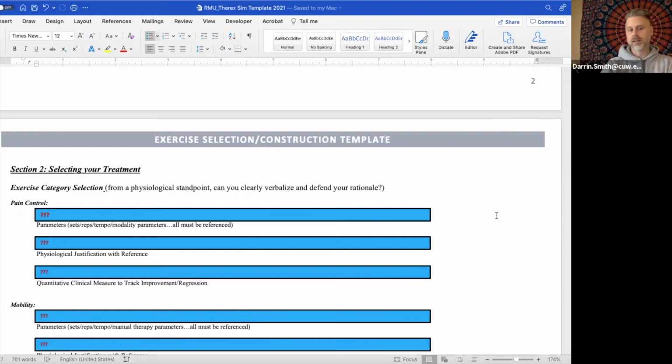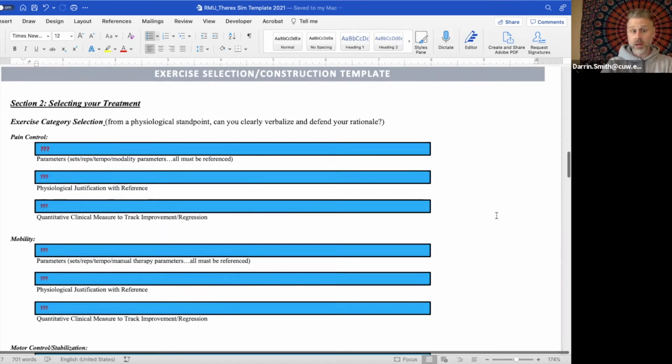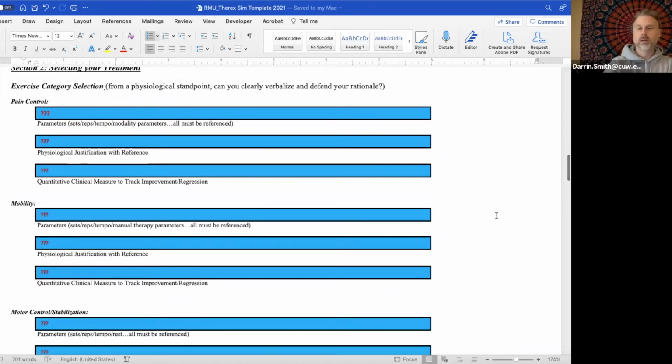Okay, so selecting your treatment or a specific exercise category. So to get you to think about things, for those of us that treat pain, okay, what are you going to use for your pain treatment? Is it a bag of ice? Is it NSAIDs? Are they on painkillers, muscle relaxants? Are you going to use the exercise itself to control the pain? What is it that you're going to do?